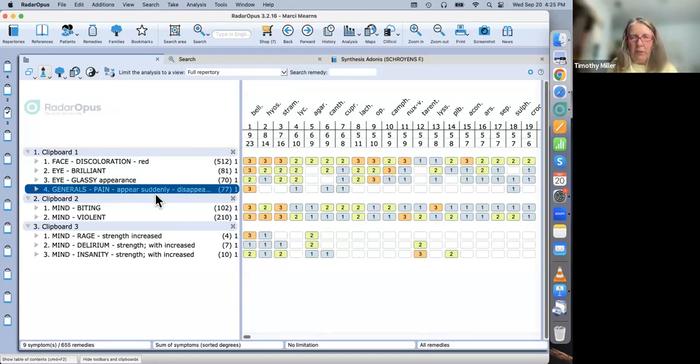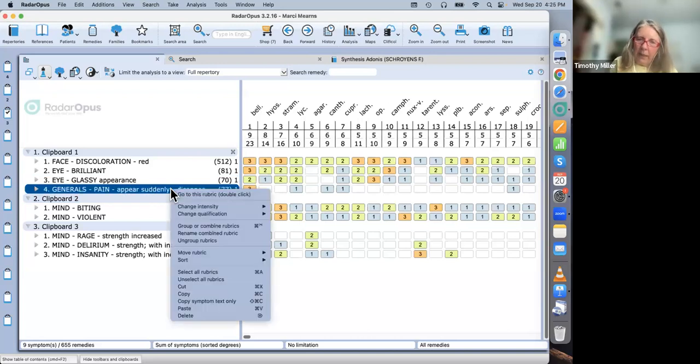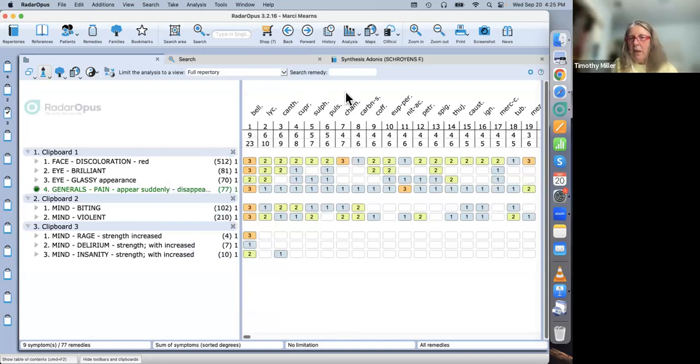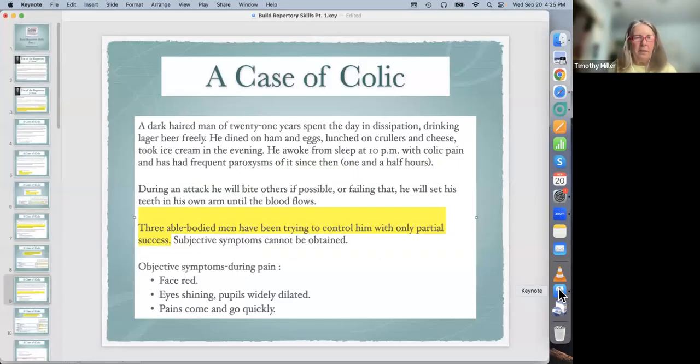So how I do that very quickly here is I can highlight the rubric by clicking on it with my mouse, and then with a right click, I have the option to change the qualification to an eliminative rubric. And now what's happened is that every remedy that appears here in possibilities for further study in the materia medica, every single remedy here is included in the sudden appearance and disappearance of the pains. Okay, so let's wrap this up and then Danielle, I will come to you.